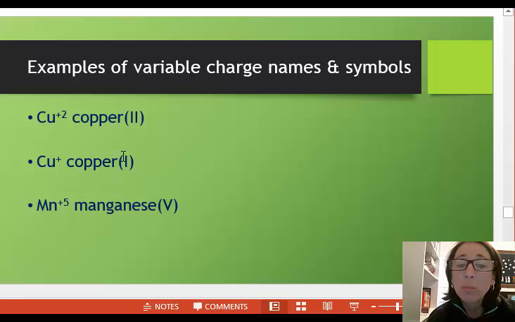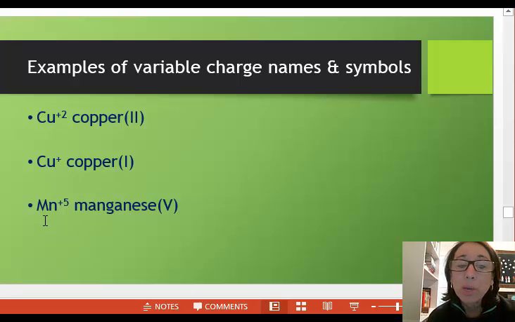as copper parentheses I. These cations have the same number of protons, which is why they are both called copper, but they have a different number of electrons. The different number of electrons means that these two cations have very different chemical and physical properties.